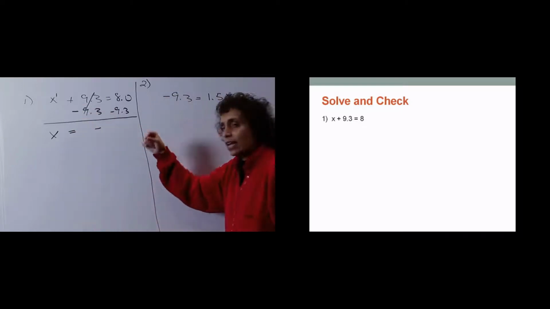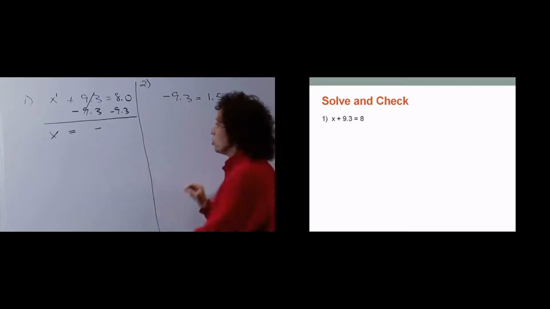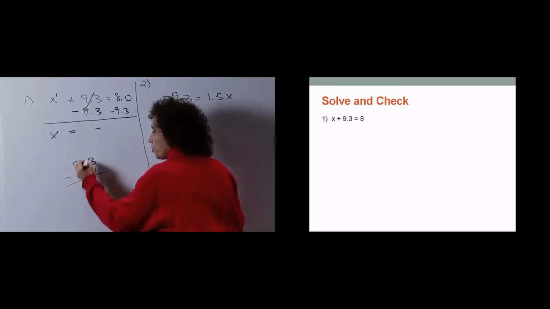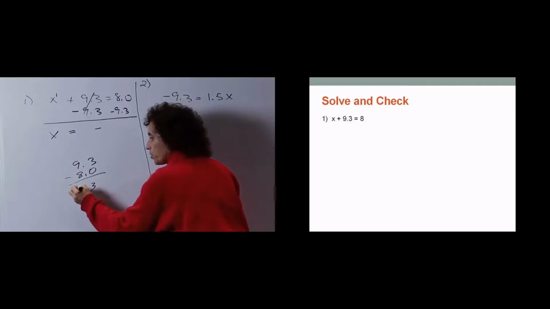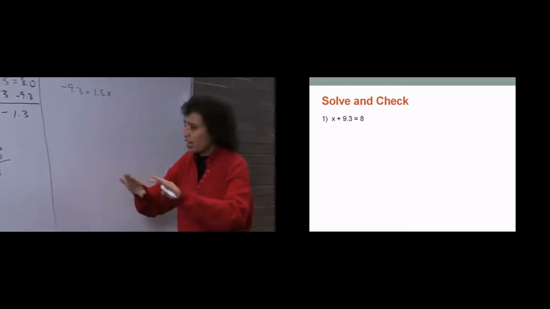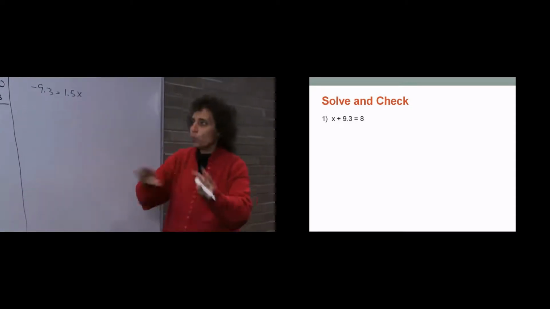However, when I subtract, I have to put the bigger number on top. So I'm going to have to rewrite this somewhere so I can do that. And this is 3 minus 0 is 3, 9 minus 8 is 1, so we get negative 1.3. And I'm done, and that's fine, and we could check that, no problem.